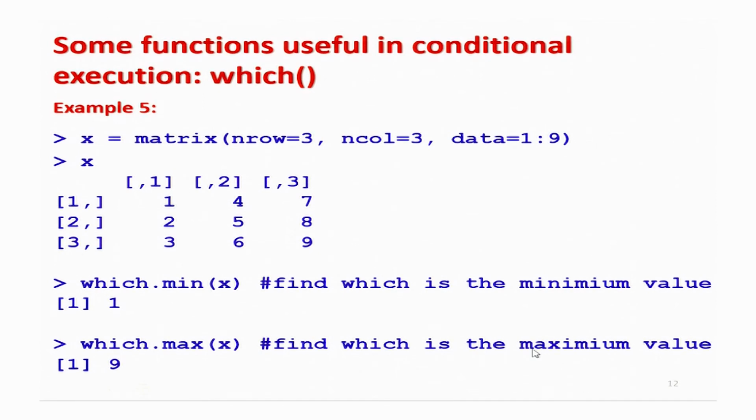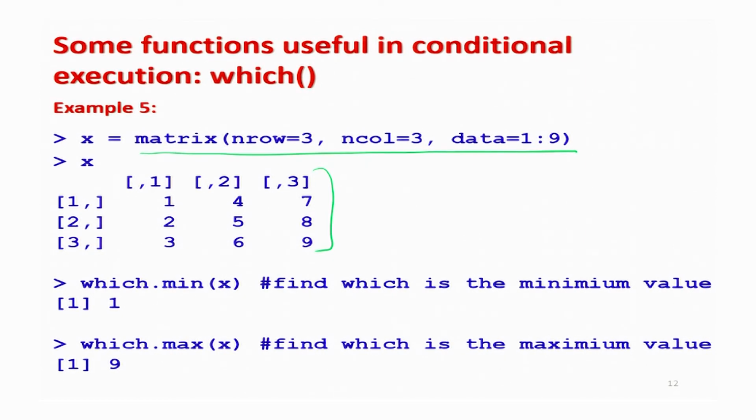Now, I try to give such an operation on an array. So, I consider a matrix. I create a matrix of order 3 by 3 with the data 1 to 9. Now, you know how to create a matrix, and this matrix X is like this. Suppose I want to know in this array which of the values is the minimum value.